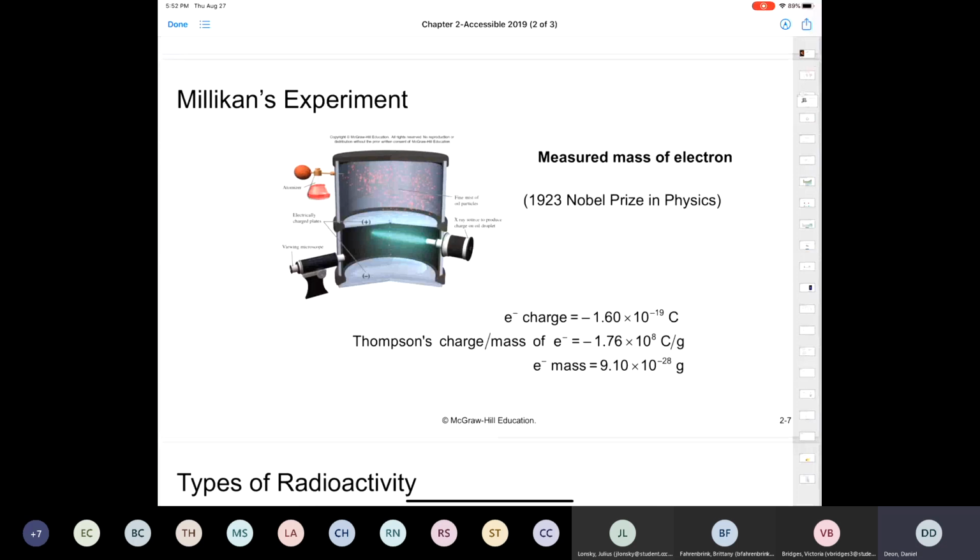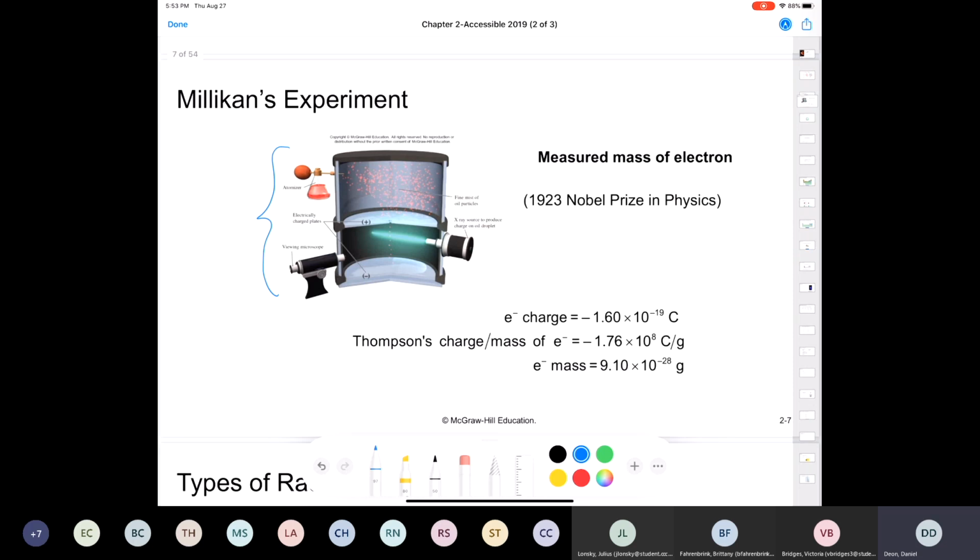I'm probably already taking up too much time on this, but it's kind of interesting. He set up this apparatus that I have shown here, where he took oil and used what's called an atomizer. You're like, it looks like an old-timey perfume spray bottle to me, Mr. Dion. That's basically what it is. He took some oil droplets, sprayed them, and the droplets made a fine mist, which he sprayed into this apparatus shown here.